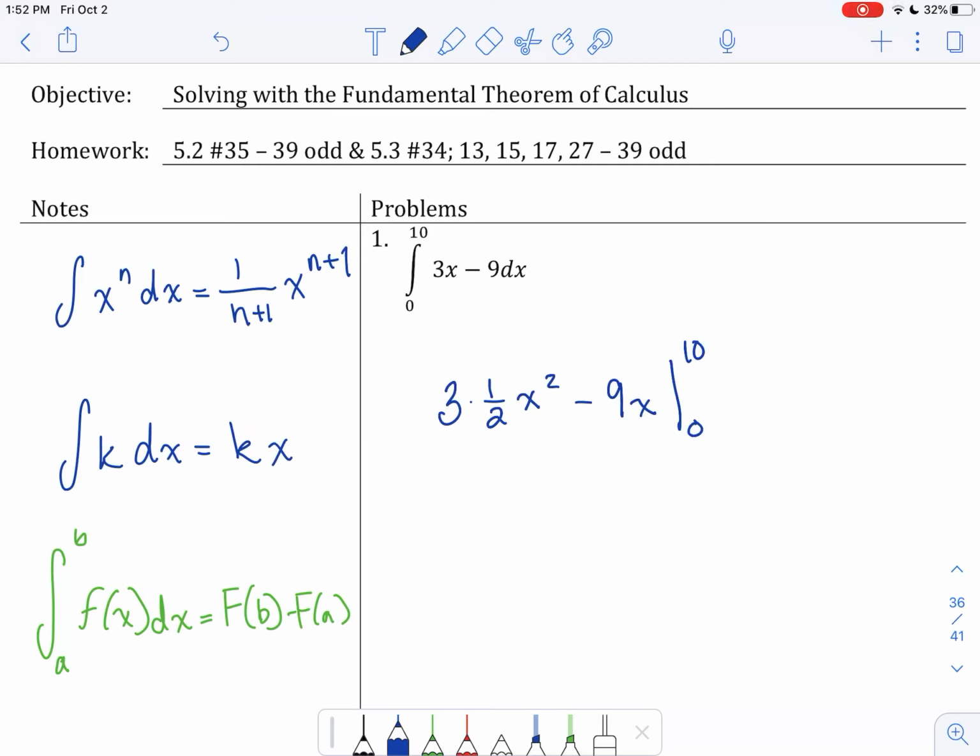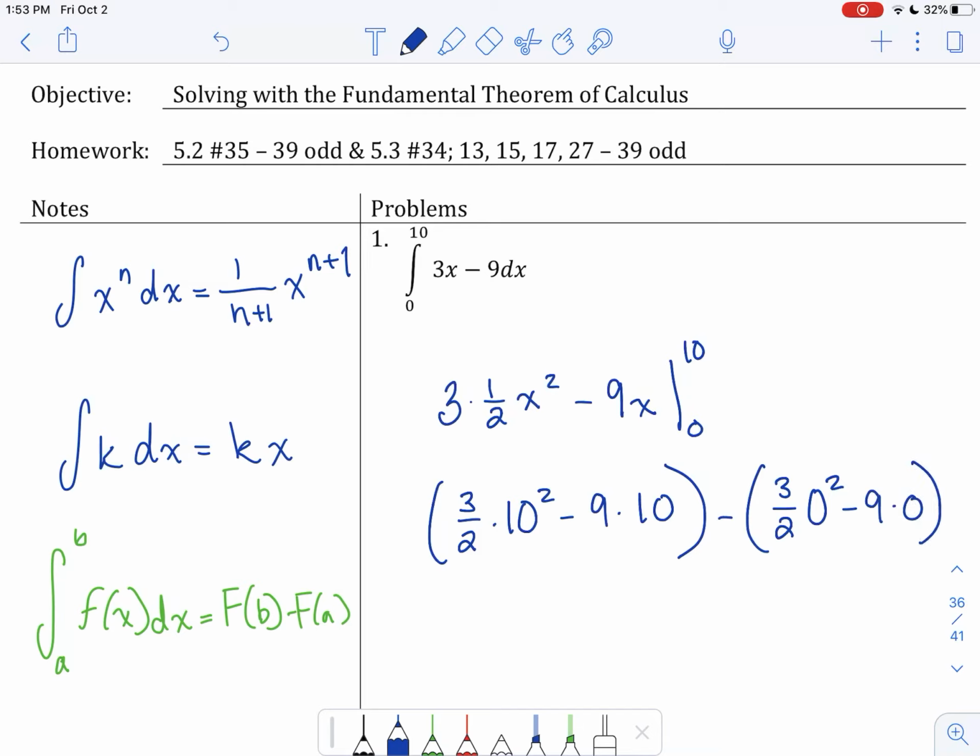So in this case, that would be 3 over 2 times 10 squared minus 9 times 10, which would be F of 10, minus 3 over 2 times 0 squared minus 9 times 0 for the lower bound. And we're going to end up with 60 minus 0, which is just 60, as the value of this definite integral.